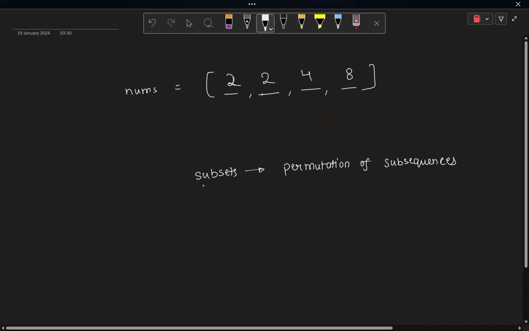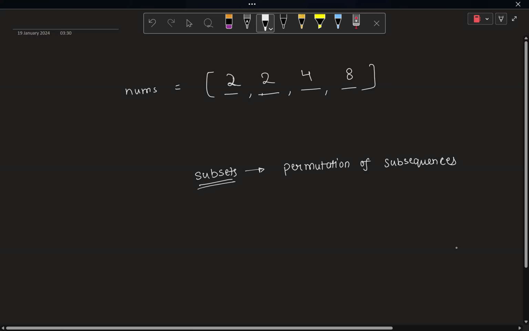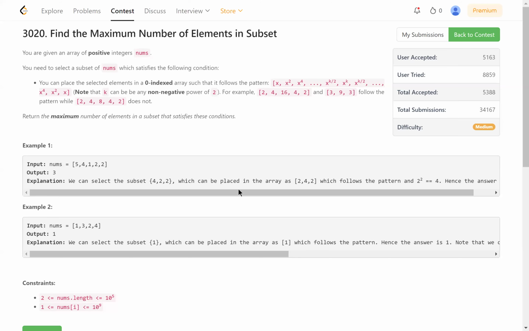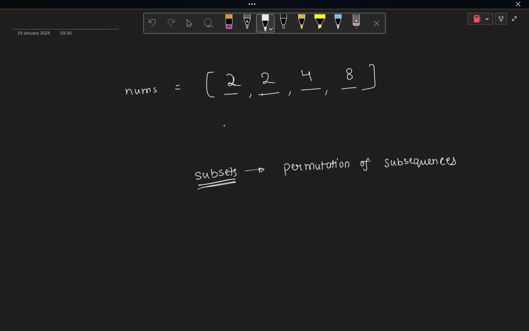So we have to just tell what can be the largest subset, or the subset with maximum number of elements, which follows some given condition. We will see what this condition is, but for now, I hope that this much is clear, that we have been given some nums array, and we have to tell the length of the longest possible subset which follows some given condition in the problem.